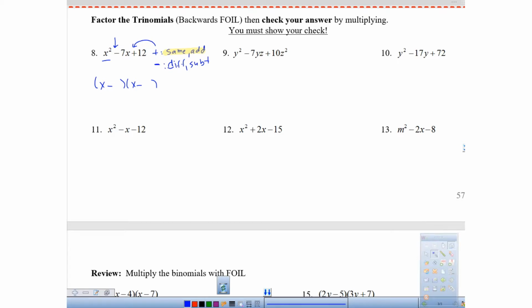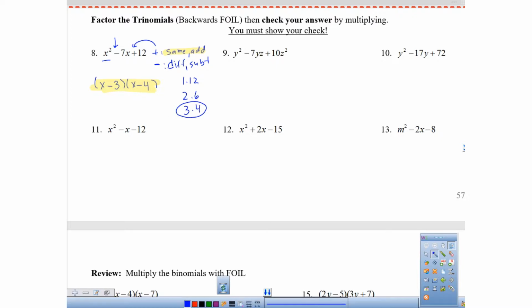Then you list the numbers that multiply to give you 12. 1 and 12, 2 and 6, and 3 and 4. The numbers that you choose are supposed to add to give you 7. Which ones add to give you 7? 3 and 4. It doesn't matter where they go because the parentheses are identical, so you fill them in and you're done. If you have x minus 4 times x minus 3, it's totally okay.